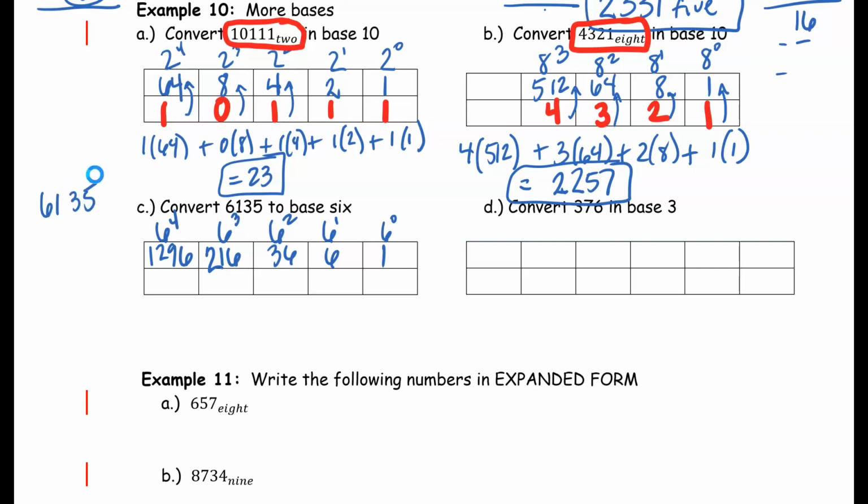I would use a calculator for this. I would put 6,135 in your calculator, and I would keep subtracting until you can't subtract anymore. So if you subtract 1,296. Oh, and you know what? Let me say something real quick. How do you know you need to stop at 1,296?